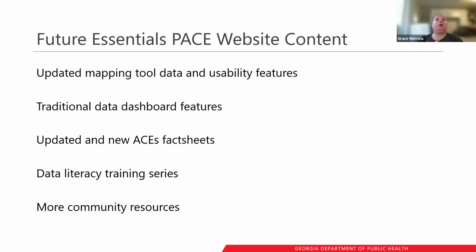For the future, we update our data mapping tool a lot. Again, I mentioned that we're doing a complete overhaul of the website because in addition to our mapping tool, we're actually going to have some traditional data dashboard features. So you might be thinking, maps are kind of nice, but I would really love a bar graph or something like that. We're going to have that available probably within the next 6 weeks. So very exciting. Again, we update our ACE fact sheets every year.